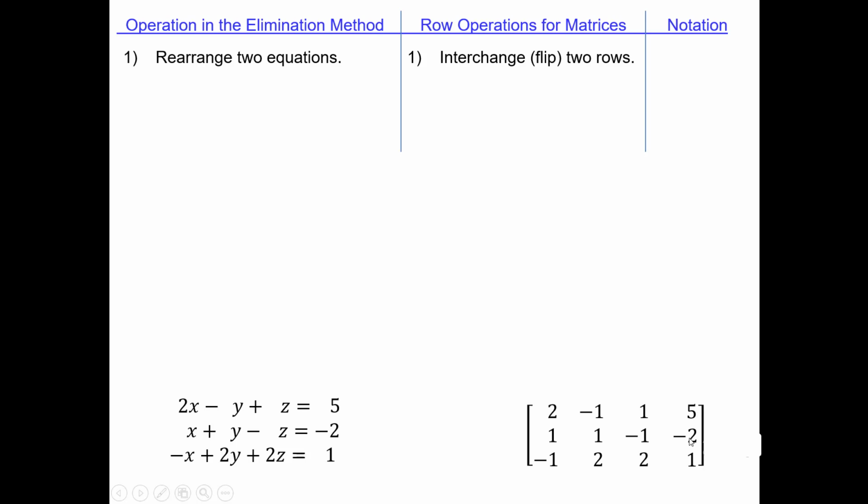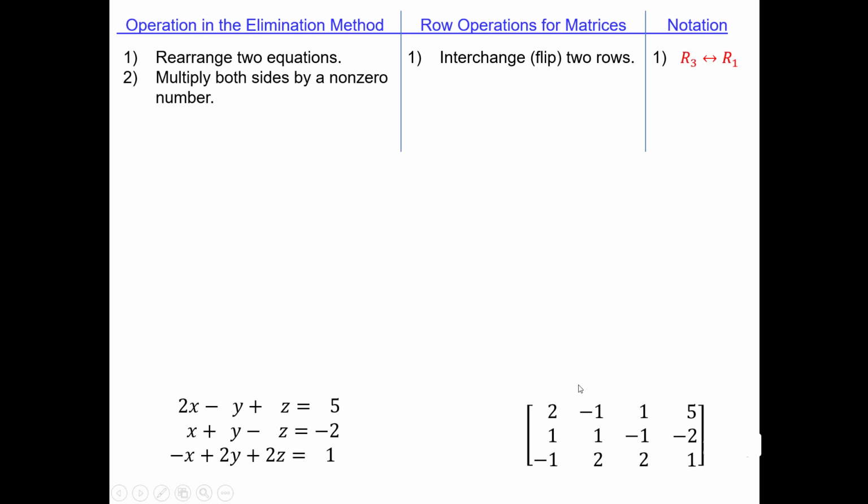Now we always show the notation for these row operations by labeling them with subscripts. So we call this top row R1, R sub 1. This second row would be R sub 2, and this third row would be R sub 3. So if I wrote R3 interchange with R1, that would just mean in the next operation I'm going to interchange these two rows.